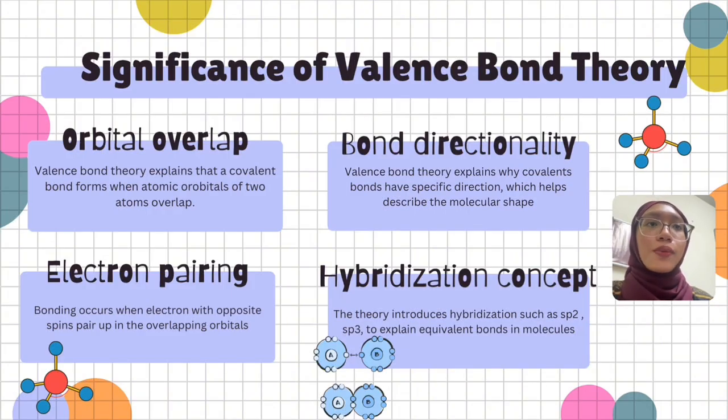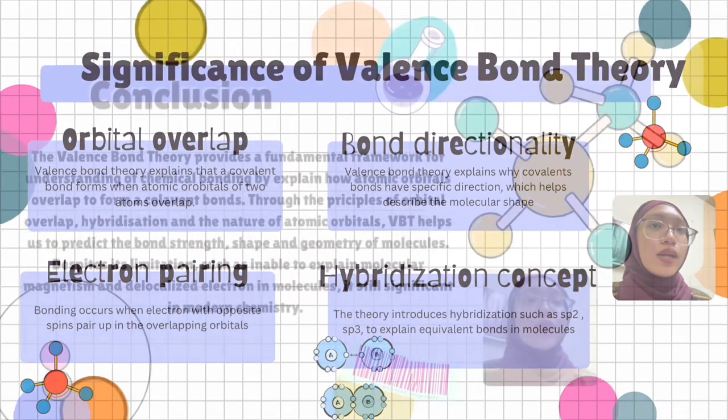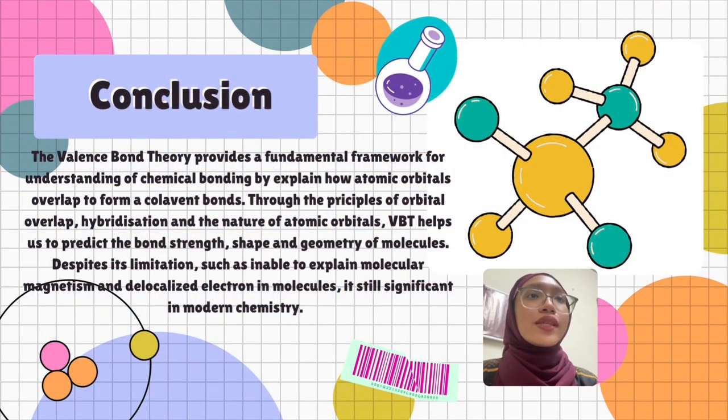Third one is electron pairing. According to VBT, bonding occurs when electrons with opposite spin pair up in the overlapping orbitals. This pairing increases the stability of molecules. And lastly is the concept of hybridization. Valence bond theory introduces hybridization such as sp, sp2, sp3, sp3d, and sp3d2 to explain why some molecules form equivalent bonds. Hybridization helps to explain molecular geometry, for example, linear and trigonal.